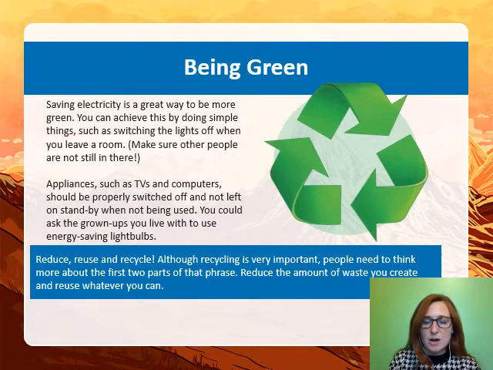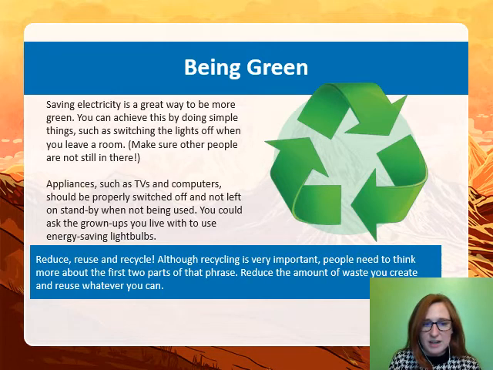So here's the bit on what we can do to stop global warming. Being green. Saving electricity is a great way to become more green. You can achieve this by doing simple things, such as switching the lights off when you leave the room, but make sure other people are not still in there. Appliances such as TVs and computers should be properly switched off and not left on standby when they're not being used. You can ask the grown-ups you live with to use energy-saving light bulbs.